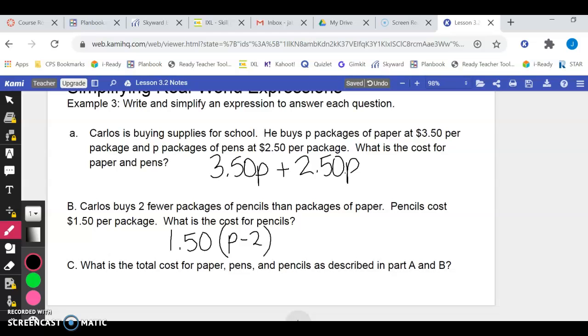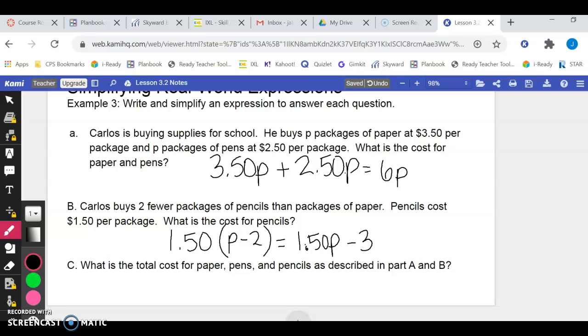And then we can simplify that. We can multiply that $1.50 by everything inside the parentheses. So $1.50 times P would be 1.50P, and then 1.50 times -2 would be -3. And we can simplify this one up here in part A as well. I missed that. 3.5 plus 2.5 is 6. So that would be 6 times however many packages he buys.